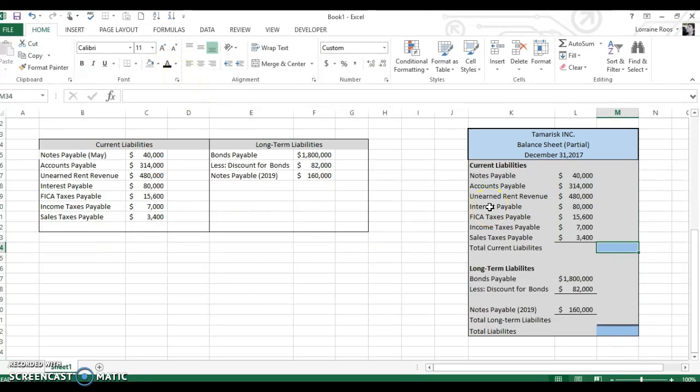So what I've done here is I've taken all of the accounts and their values from this list. I've put them in the same order, and I've just put them in balance sheet format. So I've got my current liabilities label here, and then we are going to add all of our total current liabilities. I'm going to use the sum function to do this.